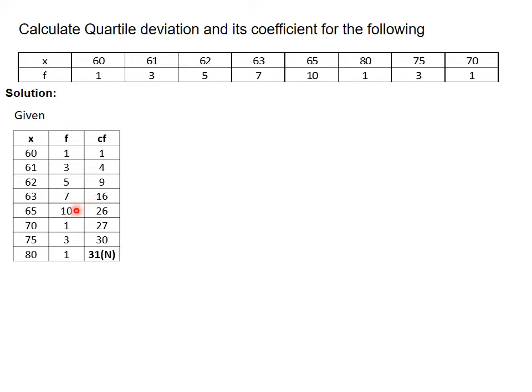Then 10 plus 16 is equal to 26. Then 26 plus 1 is equal to 27. Then plus 3 is equal to 30. Then plus 1 is equal to 31. So the last value of cumulative frequency is nothing but what? Capital N. Next we have to find the value of Q1.